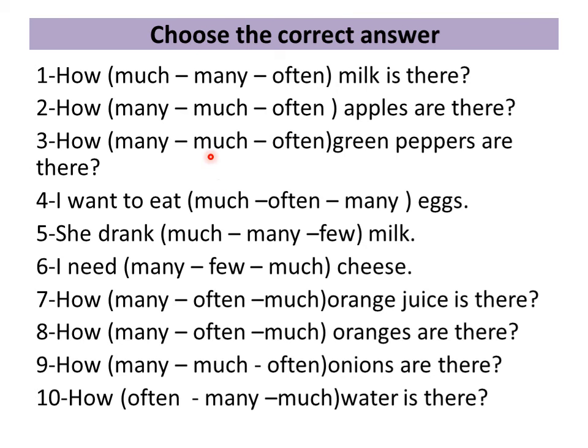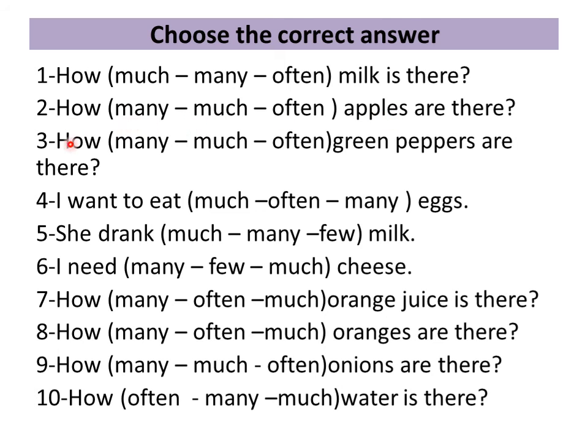Now, let's answer some exercises together. Choose the correct answer. Number 1. How much, many, often, milk is there? Milk, uncountable noun. So how? Yes, Marwa. Much. Yes, much. Number 2. How many, much, often, apples are there? Apples, countable. Yes, Mahmoud. How many?